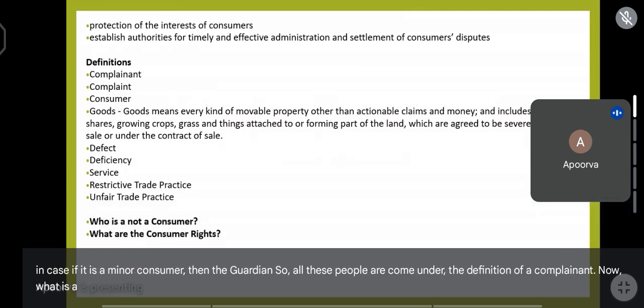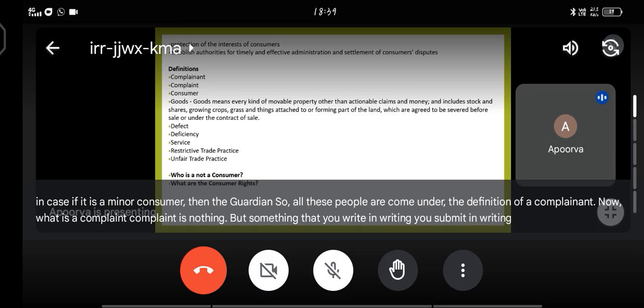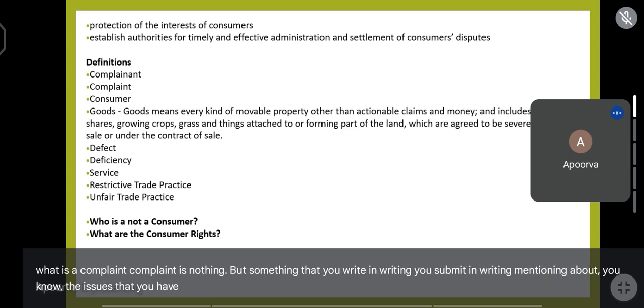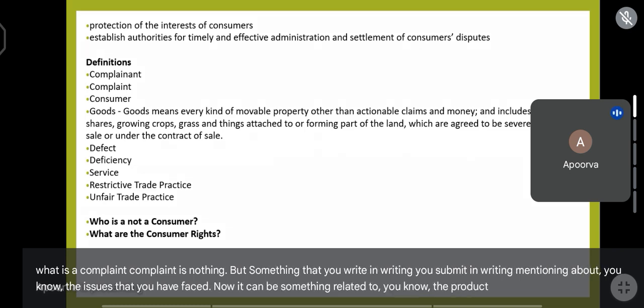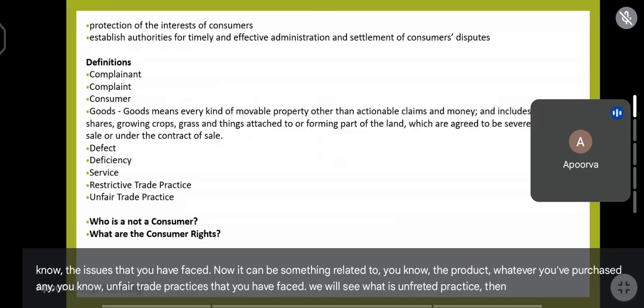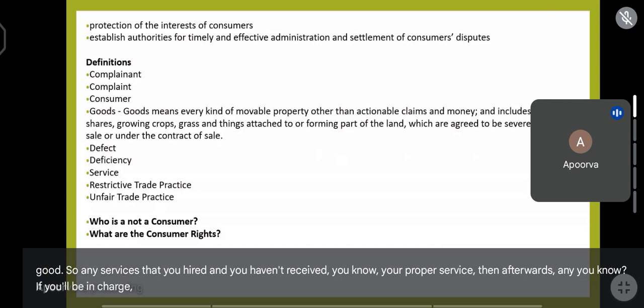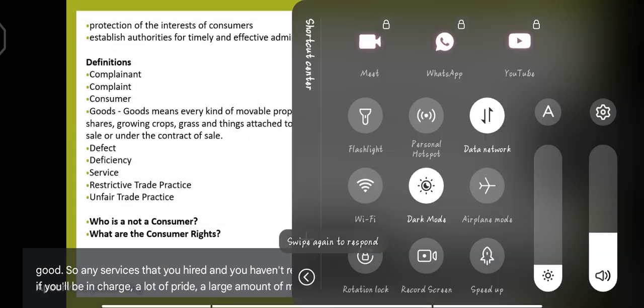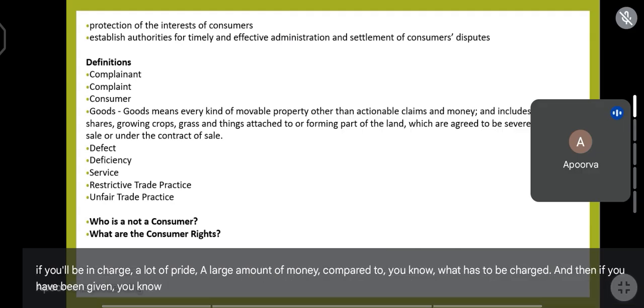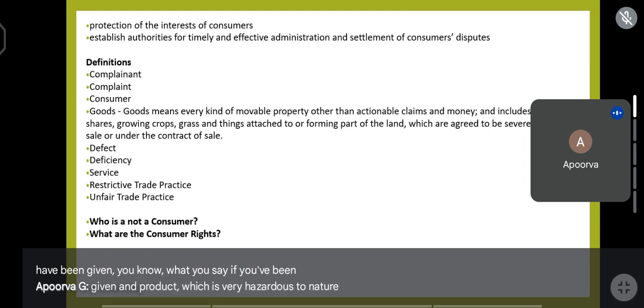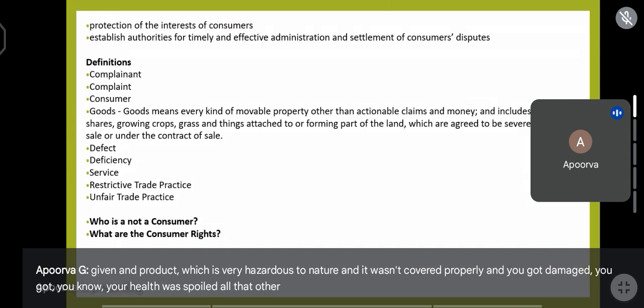Now, what is a complaint? A complaint is something that you submit in writing, mentioning the issues that you have faced. It can be related to the product, whatever you've purchased. Then any services that you've hired and you haven't received proper service. Then if you've been charged a large amount of money compared to what has to be charged. And if you've been given a product which is very hazardous and wasn't covered properly and your health was spoiled. All that are the reasons that you can give a complaint.